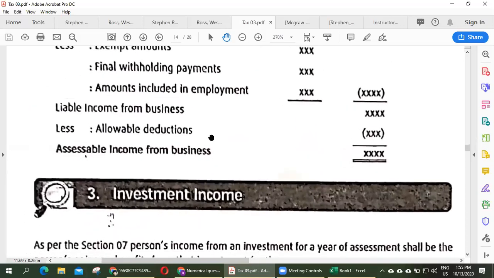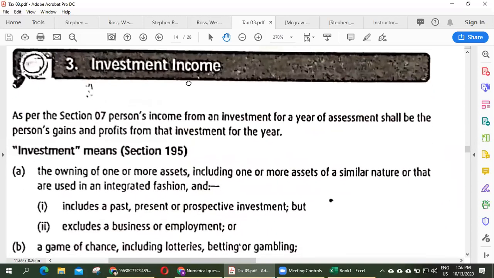So we have categorized according to the act. There are three types of deduction: main deduction, general deduction, special deduction. Finally, you will get assessable income from business. So that is about business income. Up to this point, we have discussed income from employment and income from business. Now we will start the third source of income, that is investment income.